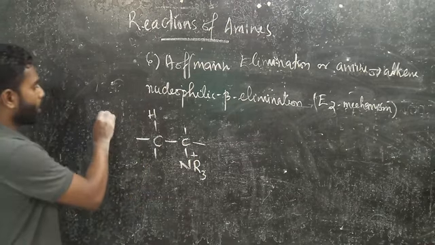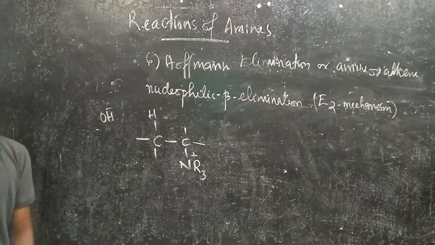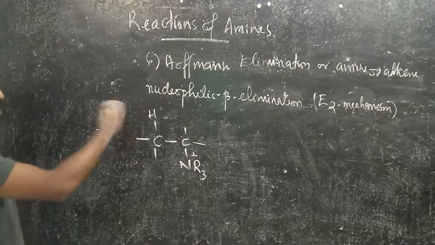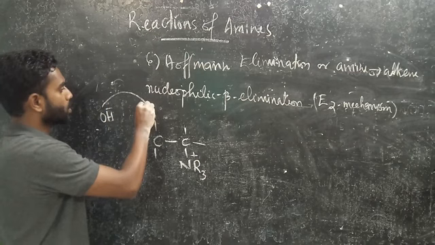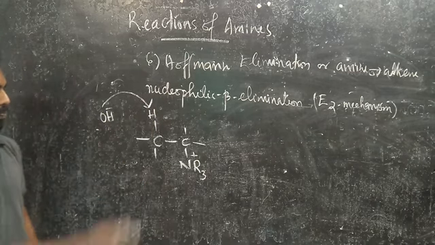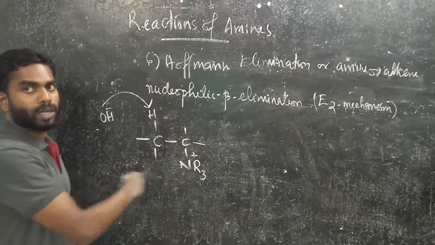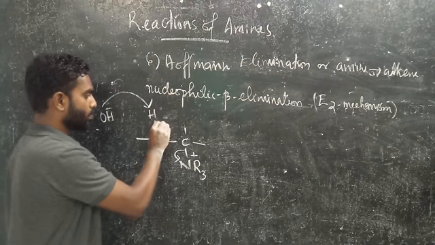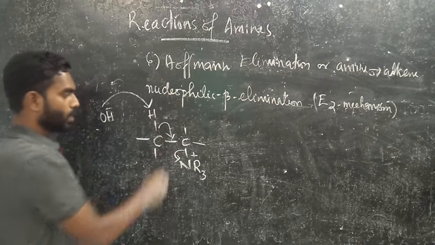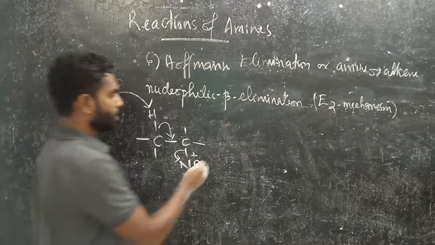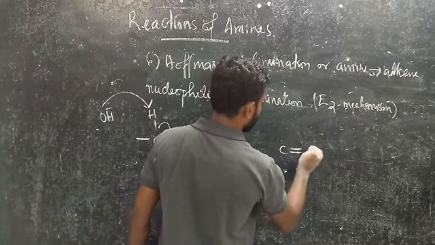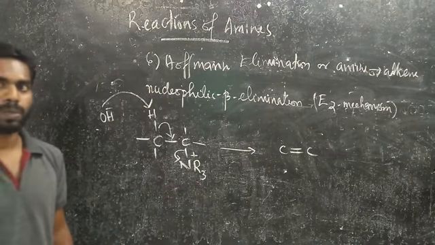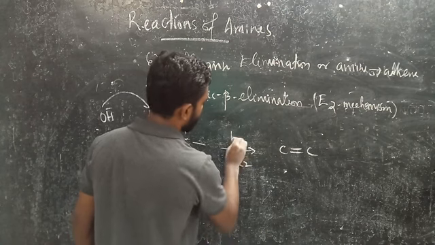Consider the base-promoted Hofmann elimination. It occurs when a base abstracts a proton from the alkyl part, and the electrons shift to form an alkene. The NR3 product is eliminated as a leaving group due to heat.